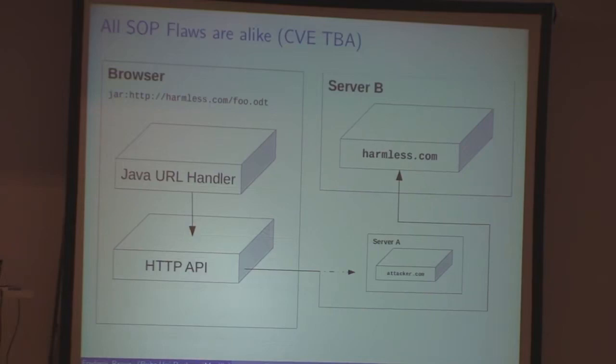The funny thing is that the jar specification says a Java archive is a zip file with optionally a manifest file in it or no manifest file at all. That means I could read every kind of zip file from every other domain using this bug, by just prepending jar colon. And I'm going to give a very quick demo.